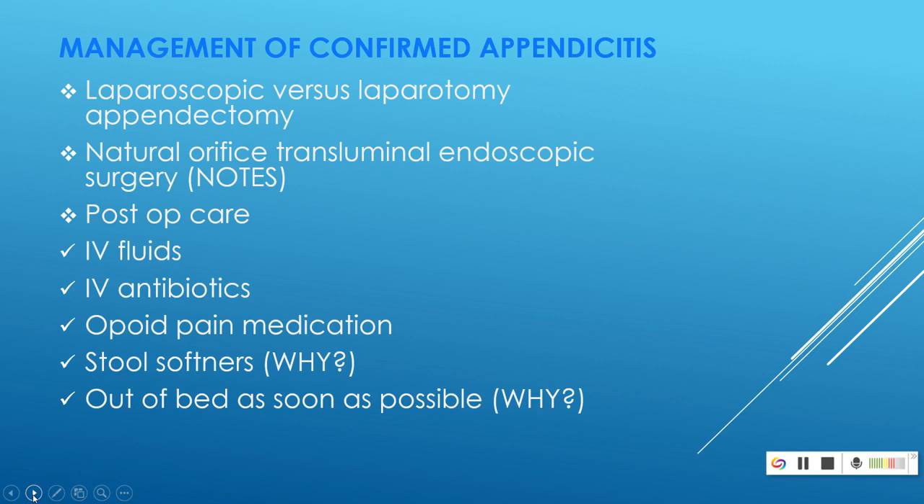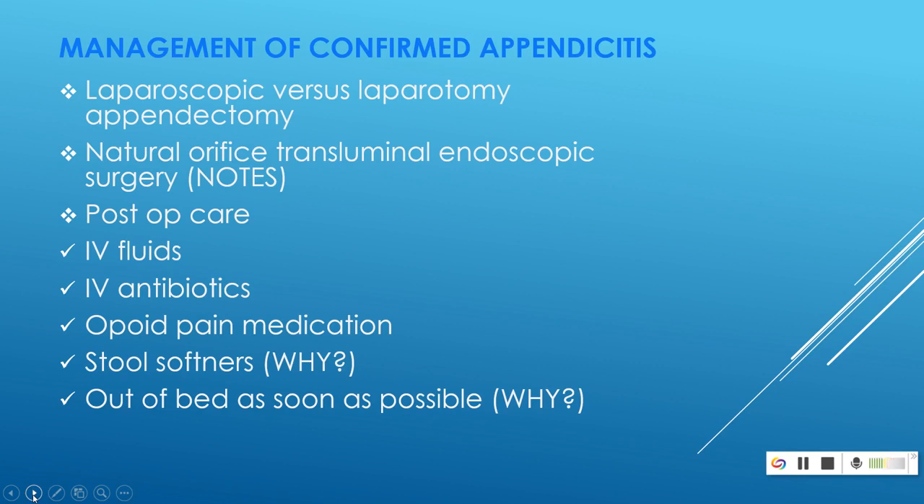They also have a new procedure. It's natural orifice transluminal endoscopic surgery. It's called NOTES. And the concept of this procedure is you go through a client's natural opening. Say for a woman, it'd be the vagina. So you'd go through the vagina to locate the appendix and remove it without having to make any other incisions.